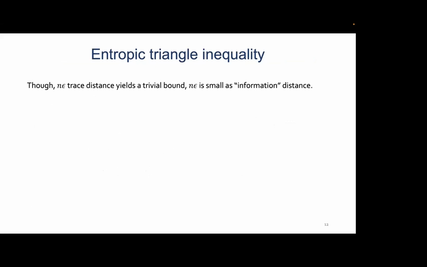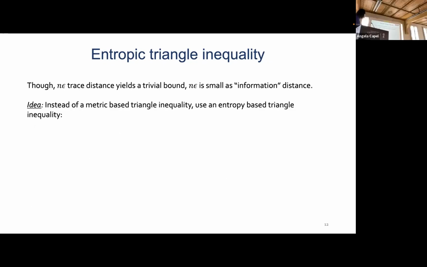But the idea is that n epsilon is a bad bound for the trace distance, but it would be a great bound for, let's say, a divergence, an information theoretic notion of distance. So let's try to use that. And the way we want to use that is that instead of trying to use a metric-based triangle inequality, we will use some sort of an entropy-based triangle inequality.